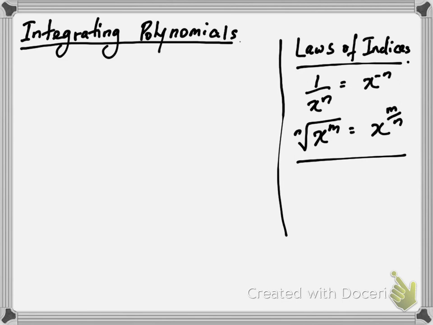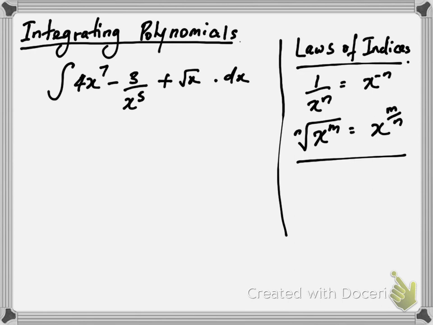Notation is important. So integrate 4x to the power 7, let's say, minus 3 over x to the power 5 plus the square root of x dx. So we are integrating everything with respect to x, right?